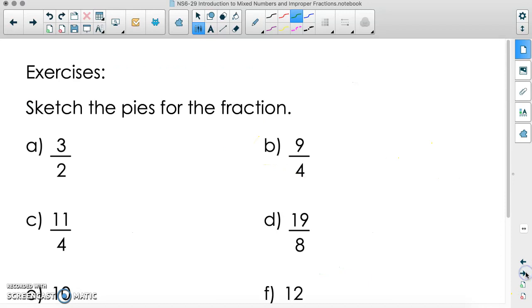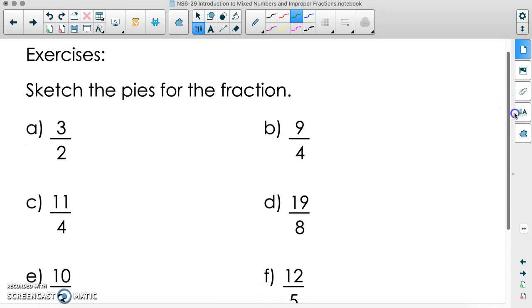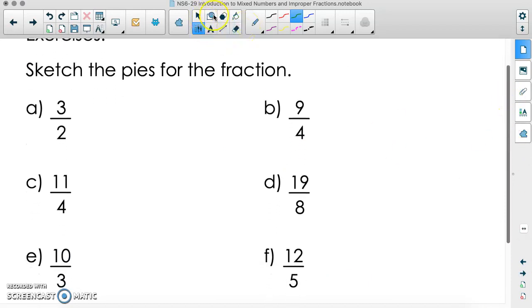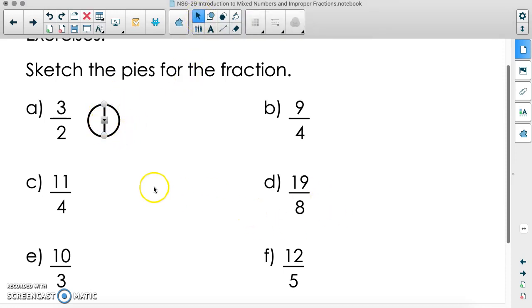Okay, so now here are some exercises for you. You're going to sketch the pies for the fraction shown. We're going to do A together. For A, you are going to need some pies, and your pies are going to be divided into 2 because that is your denominator. So I'm going to take my pie and cut it in half because my denominator is 2.